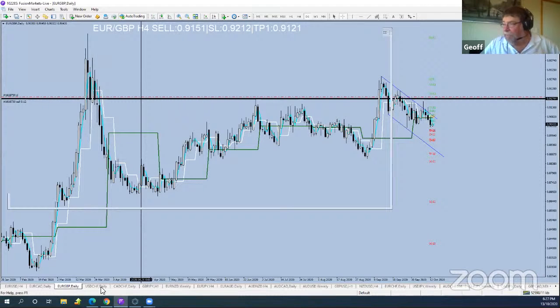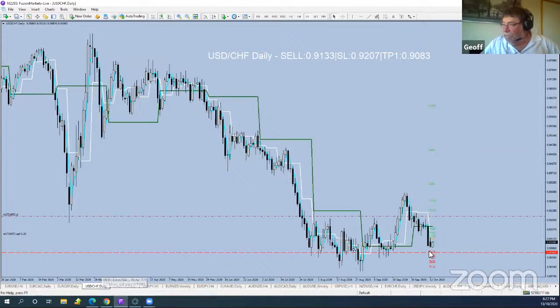Dollar Swissy. Dollar Swissy doesn't want to go near it. Well, it wants to go near it, but it won't get to it. Our TP1 as well. I haven't had a look at the dollar index today. Let's do that very quickly. But by the look of that, it's just holding steady, doing pretty much nothing.